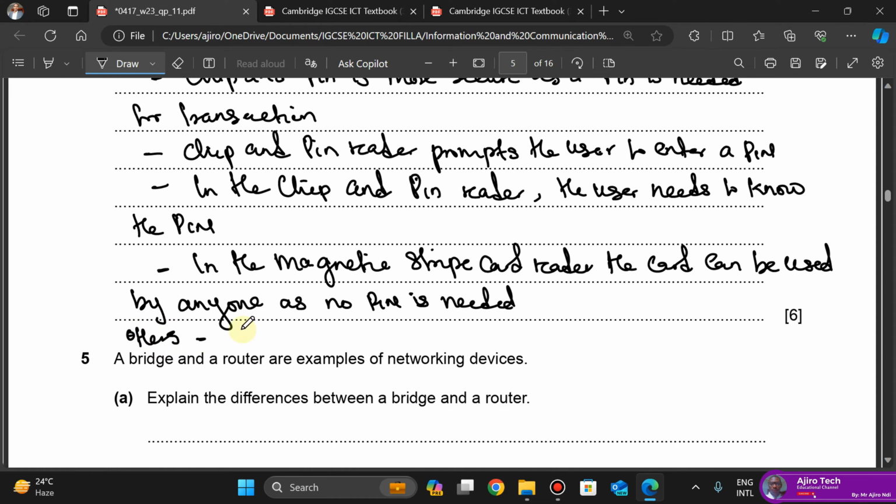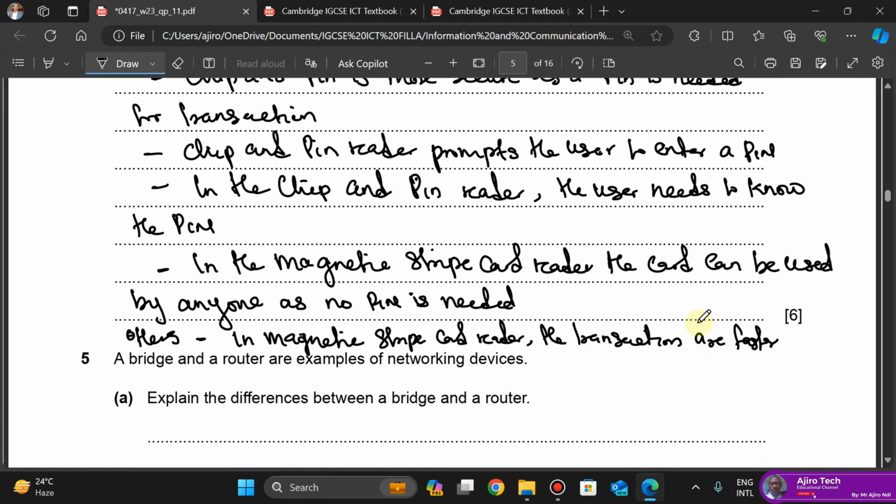For others, in magnetic stripe readers, the transactions are faster because there's no manual input.